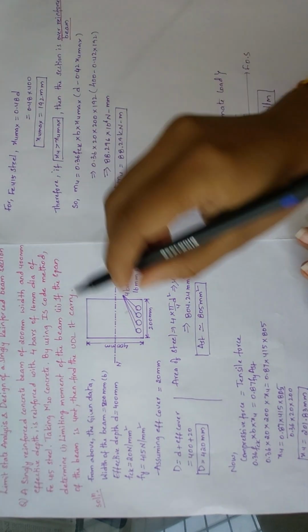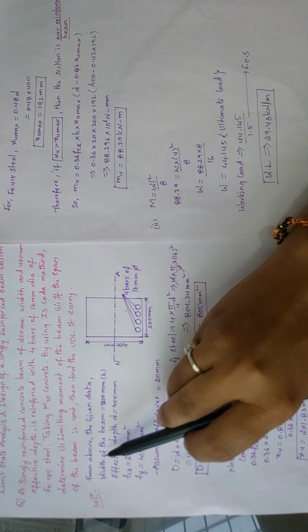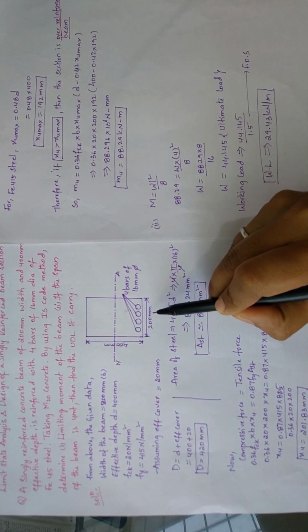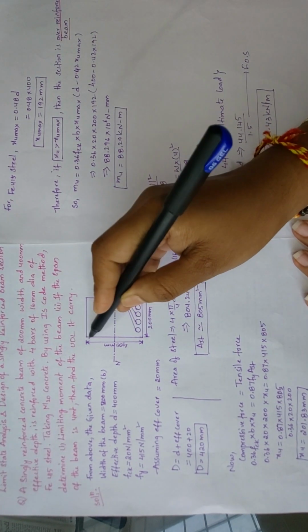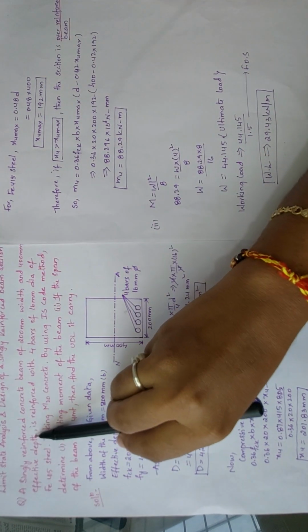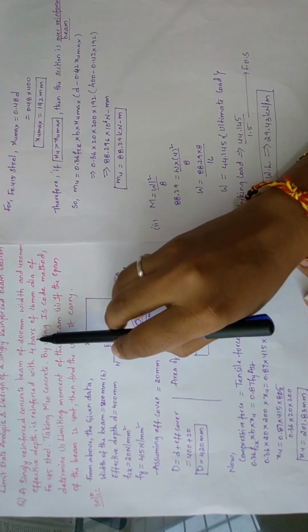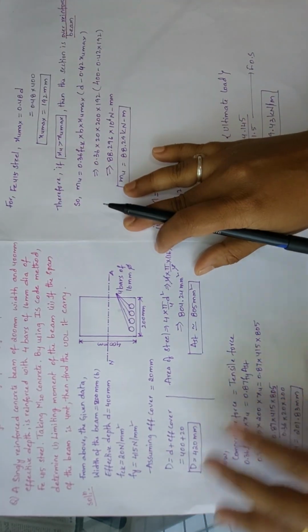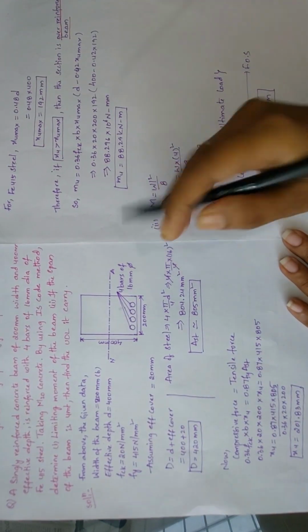So in this question, you can see from the above question the given data: the width of the beam is 200 mm and the effective depth is 400 mm, which is reinforced with 4 bars of 16 mm dia.